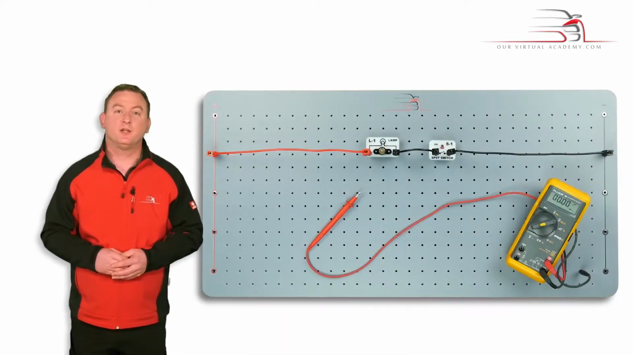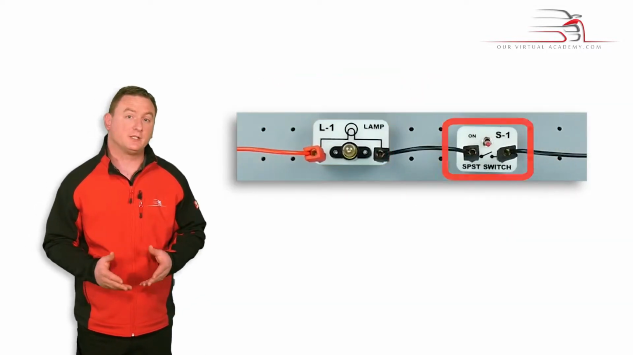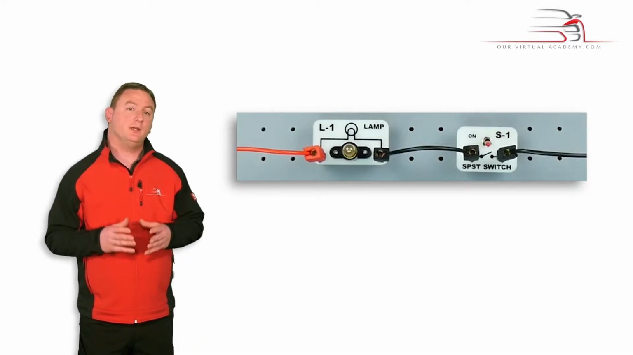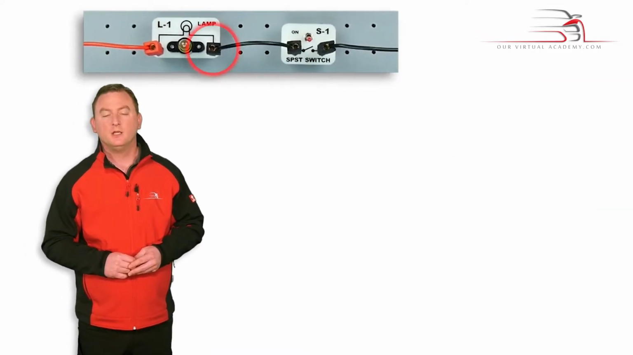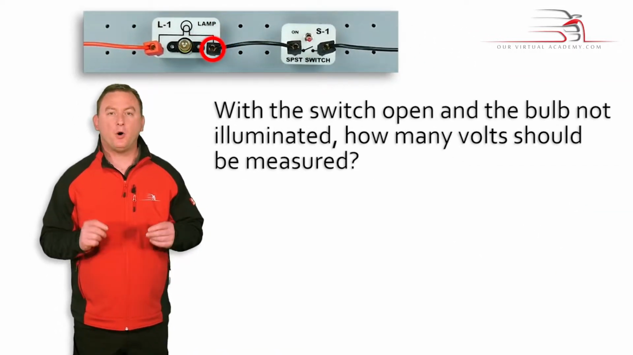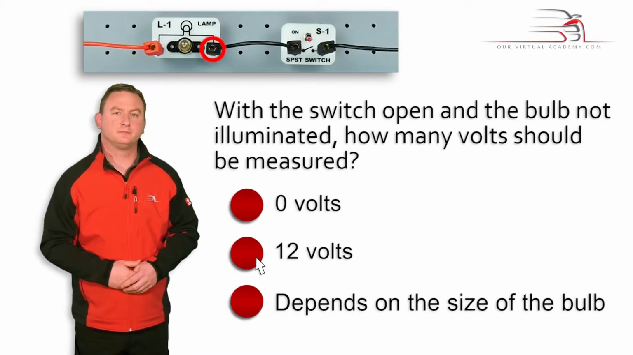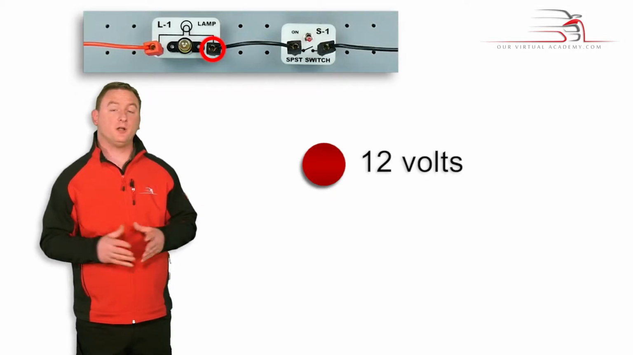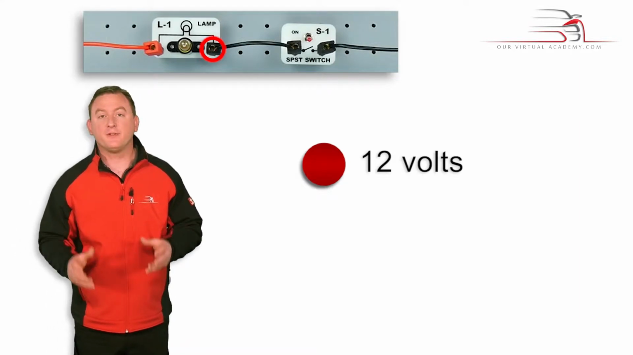Here we have a simple circuit containing a 12-volt power supply, a bulb, and a switch controlling the negative side of the bulb. And what we're going to do is measure the voltage directly after the bulb. So with the switch open and the bulb not illuminated, how many volts should be measured? Yeah, exactly. You'll measure 12 volts or whatever the supply voltage is. Since the circuit is not complete, you would measure all of the available pressure or voltage.